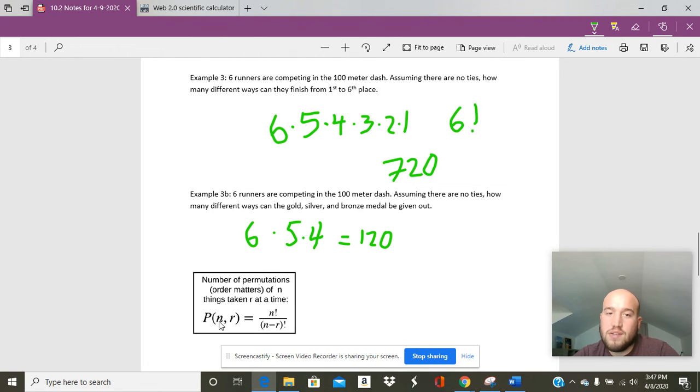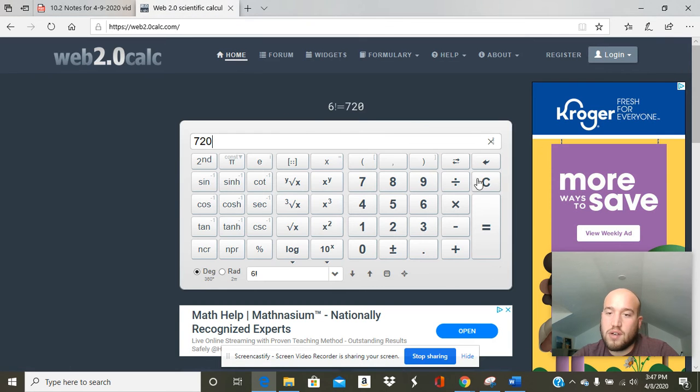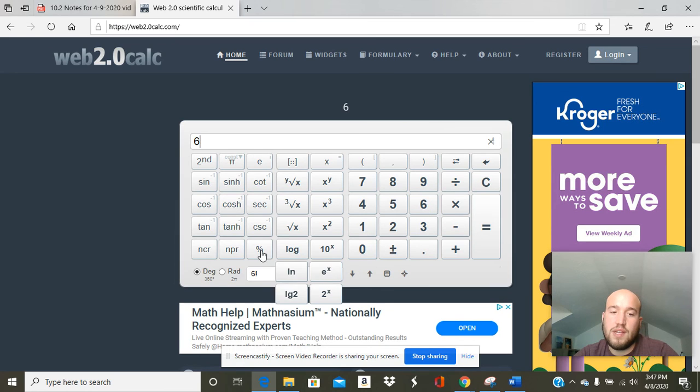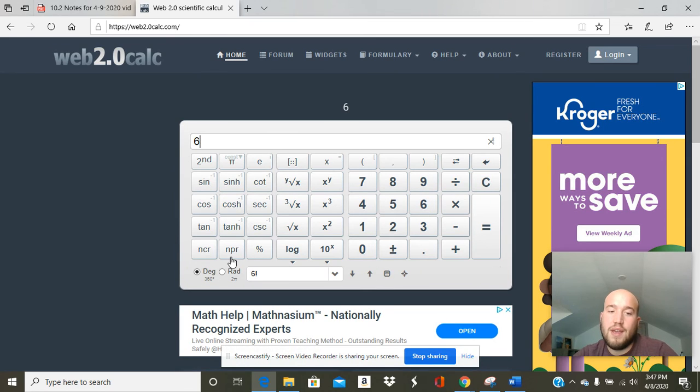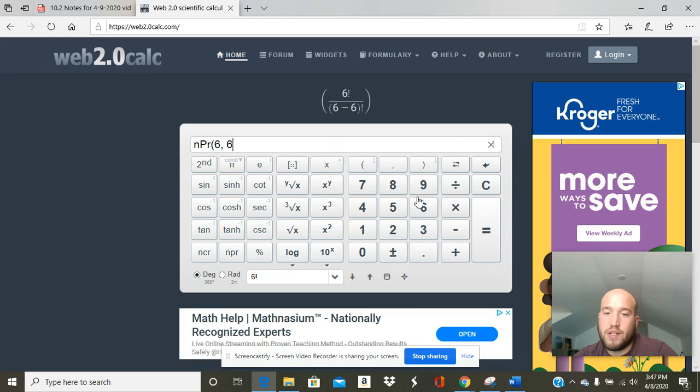So n is the total amount of competitors in our case. So we're going to clear your thing and type in that 6. There were 6 competitors. Now over here to the left, you'll see nPr. If I click that, it pops up, and there were 6 people, and I want to know how all 6 of them can finish. Now you'll see, if we close our parenthesis, it fills in that formula for us. There were 6 total, and then n minus r, 6 minus 6.